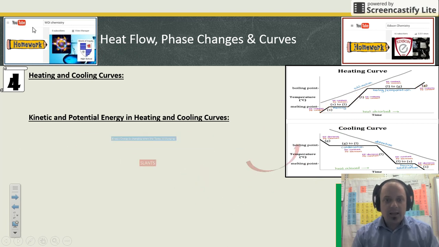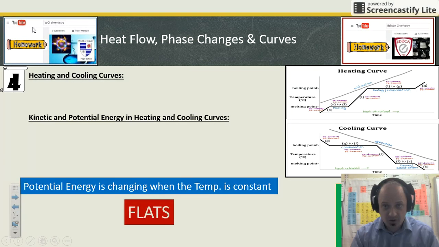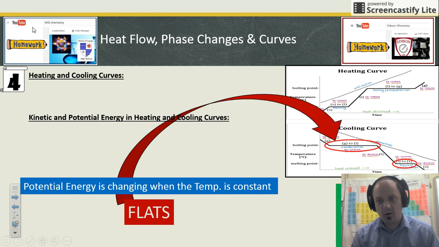Okay. Now, in these graphs, potential energy is changing when the temperature is constant because the phase of matter is changing. It's going from a solid to a liquid or from a liquid to a gas. That's where the potential energy is changing, the energy of position. And those are the flat portions of the graphs. So every complete heating or cooling curve has three slants and two flats. Always a thing to remember.